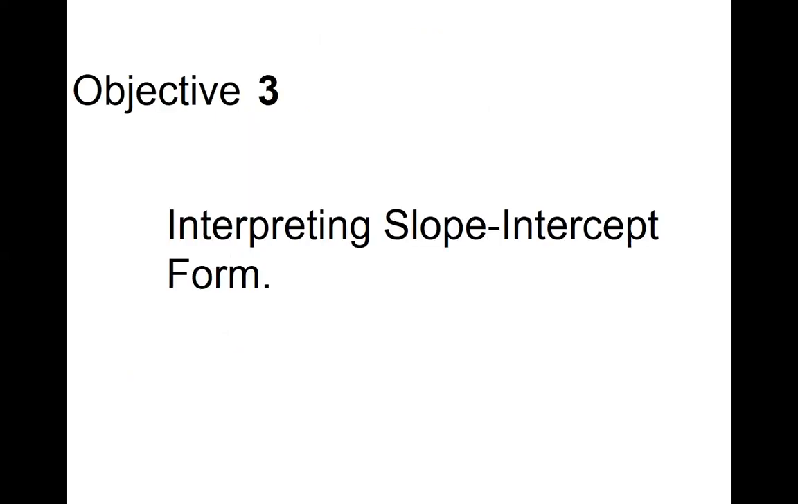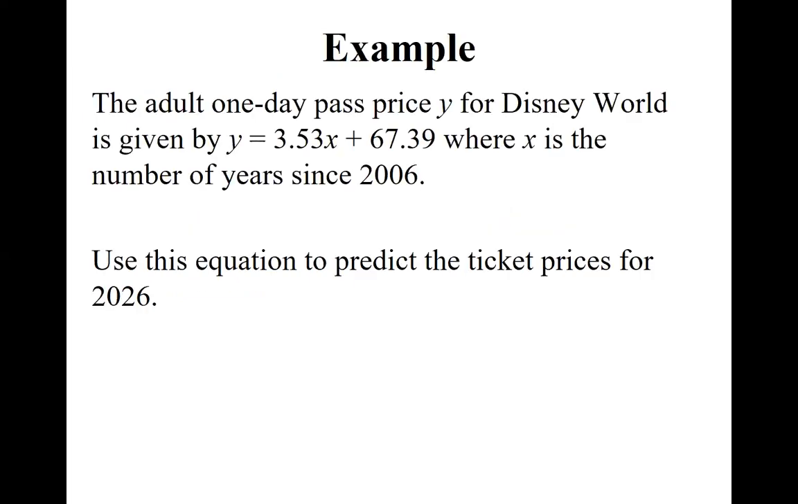Objective 3 in this topic is interpreting slope-intercept form. The adult one-day pass price y for Disney World is given by y equals 3.53x plus 67.39, where x is the number of years since 2006. Use this equation to predict the ticket prices for 2026.